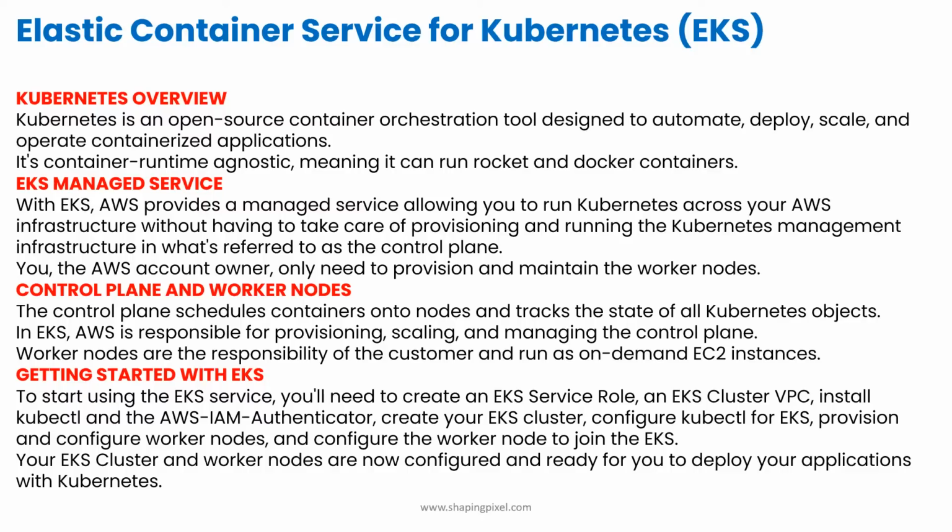Worker nodes are the responsibility of the customer and run as on-demand EC2 instances. To start using the EKS service, you will need to create an EKS service role, an EKS cluster VPC, install kubectl, and the AWS IAM authenticator.